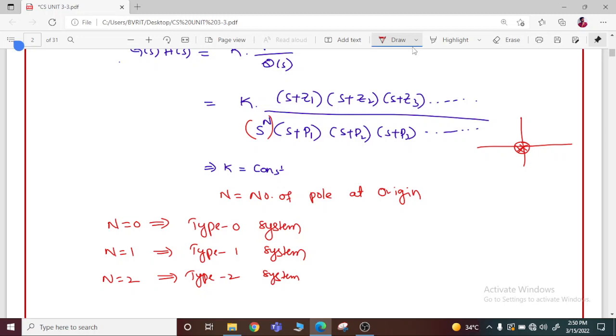So here the number of poles which are located at origin will give you the type of the system, and the total number of poles in the denominator will give you the order of the system. So the number of poles located at origin will only give the type number of a system, whereas the number of poles lying in the denominator polynomial will give you the order of the system.